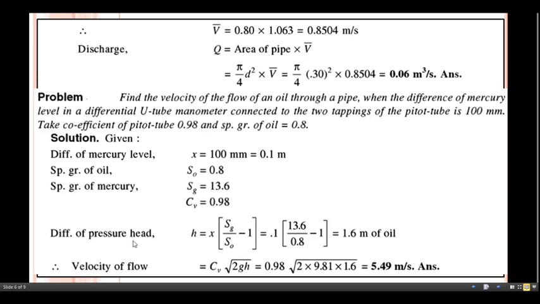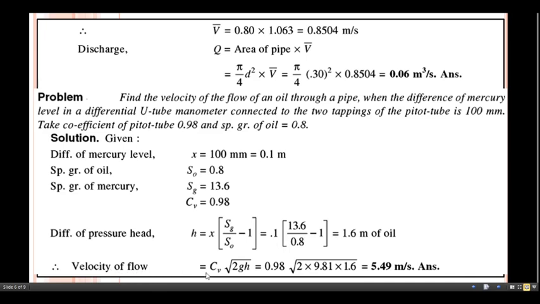Then the difference of pressure head, that is H, is nothing but X into Sg divided by S naught minus 1. This is the relation we have. Now substitute the value for X, which is 0.1 meter. Sg indicates the specific gravity of mercury, that is 13.6, and S naught indicates the specific gravity of the oil, 0.8. Substitute here and we get H equals 1.6 meter of oil.